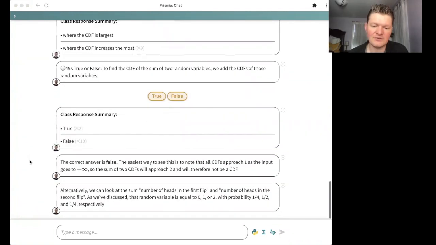And then a different way of thinking about this to see the answer is to observe that, as we just discussed, if you have number of heads in the first flip and number of heads in the second flip, those are doing all of their jumping at 0 and 1. So all the probability mass is sitting at 0 and 1. And yet when you add them as random variables, you get a 2 in there, and there's no jump at 2 in either of the original CDFs.